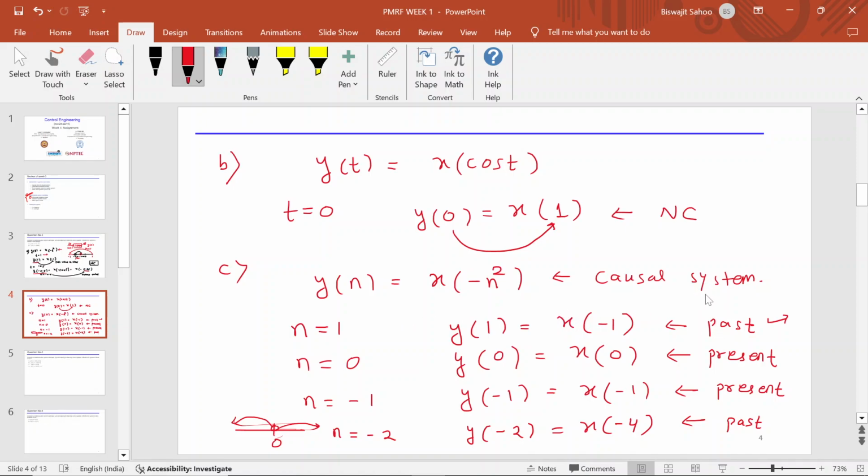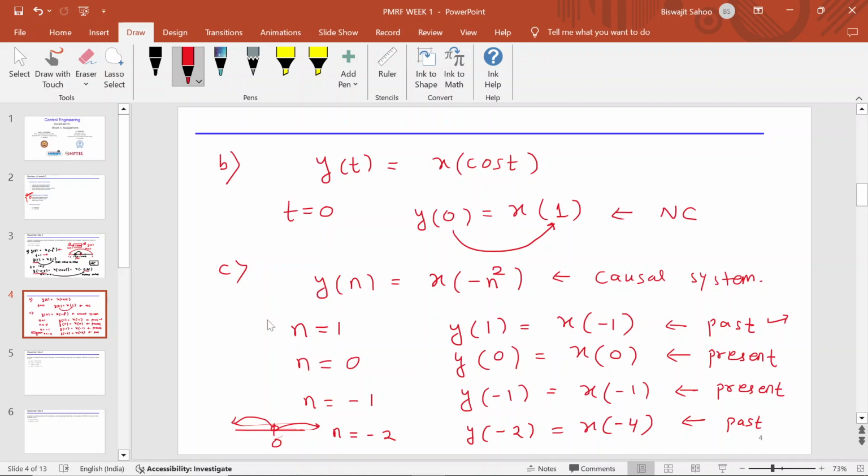Still, it's a causal system. And this part will help you to solve which are causal systems and which are non-causal systems. So don't blindly take just one value. Take some values, one value from the present, one from the past, one from the future, and put those values in the system and check at which point it depends on what.